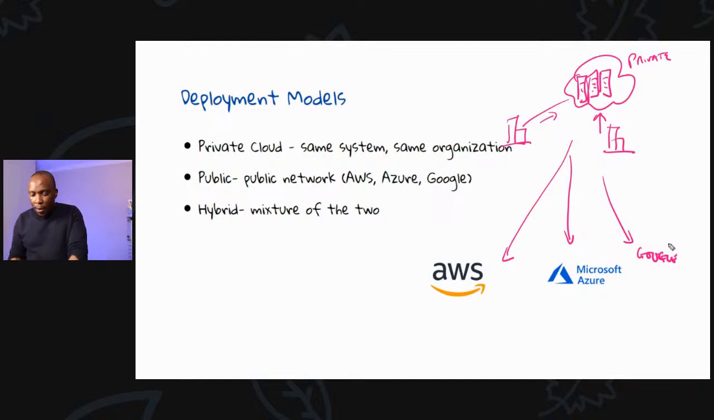And then the third one is a hybrid. This is basically a mixture between your private cloud and some infrastructure that is sitting in either AWS or Azure. So these are the deployment models that you can implement when you go into the cloud, right? You can either have your own private, go fully public, or have a hybrid between the two.